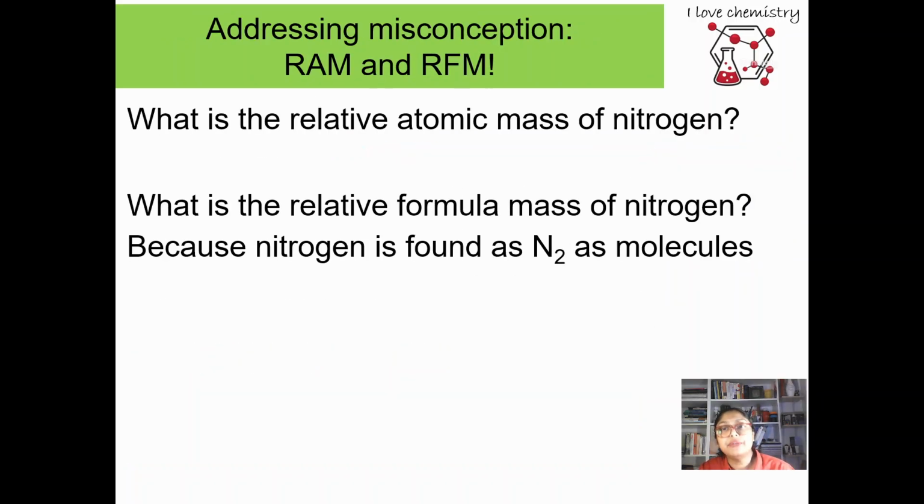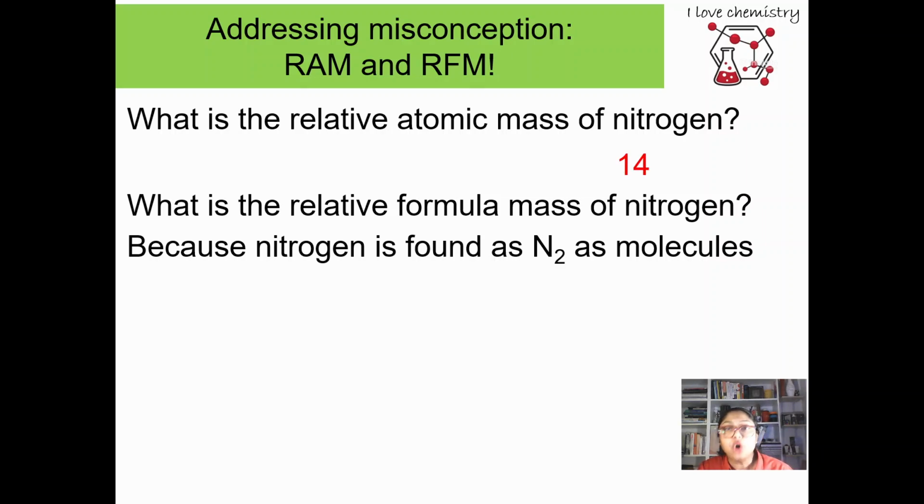Now time to clarify some misconceptions. Question 1. What is the relative atomic mass of nitrogen? Question 2. What is the relative formula mass of nitrogen? Relative atomic mass we can find in the periodic table for nitrogen. So it is 14 here.